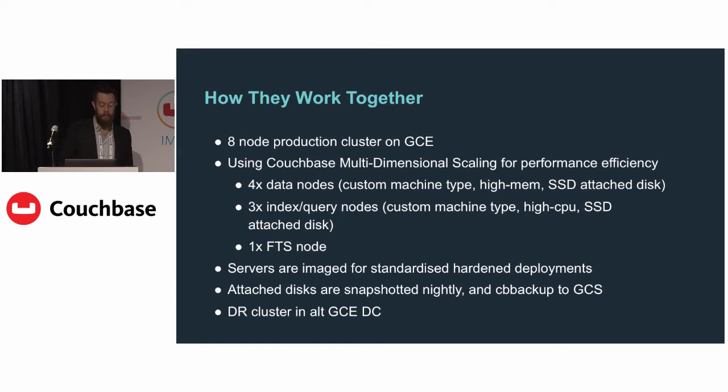So we run 4 data nodes, and then we run 3 index query nodes. Again, custom machine types, high CPUs. All of our machines use SSDs attached to them. For our video processing and transcoding machines, we're actually now starting to use attached GPUs. So there are NVIDIA Tesla devices attached on there. So you can do some really interesting things with that, if you're doing any matrix manipulation or running any strong mathematical processing.